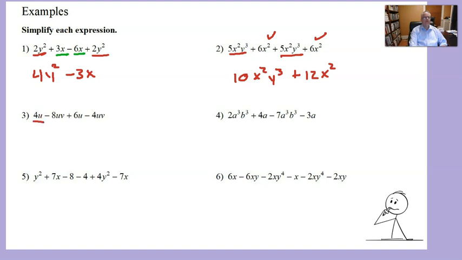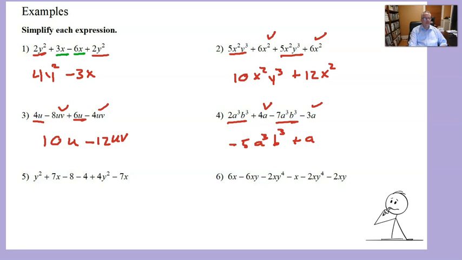Here we have some u terms. 4u and 6u would be 10u. And then we have some u times v terms. Minus 8 minus 4 more would be minus 12u times v. All right, on this one, we have an a cubed times b cubed. We have another one of those. So we have 2 minus 7, which would be negative 5, a cubed, b cubed. And then we have a 4a and a minus 3a. We can combine those. That's plus 1a, or just plus a.